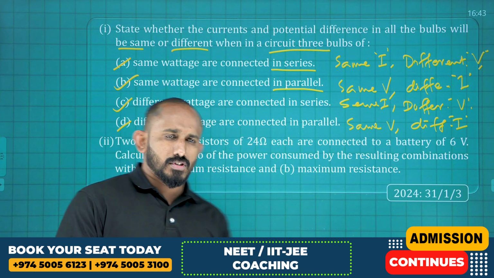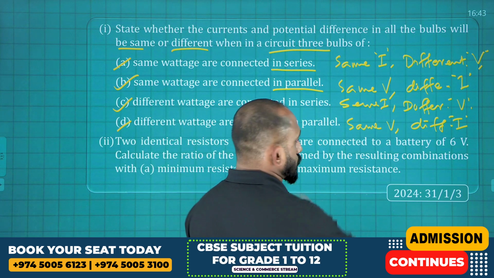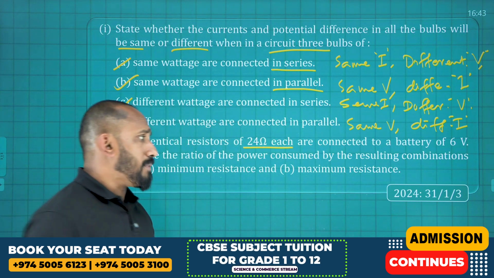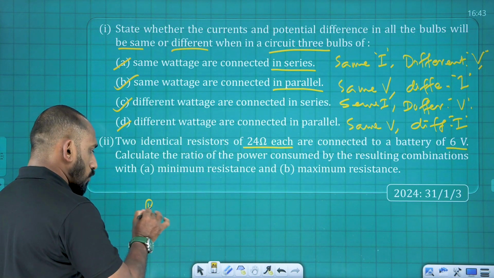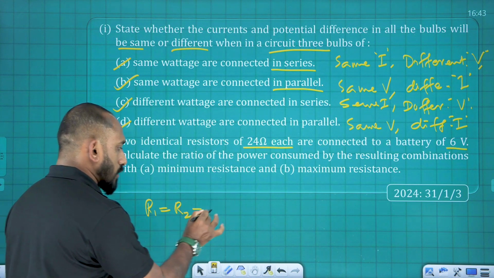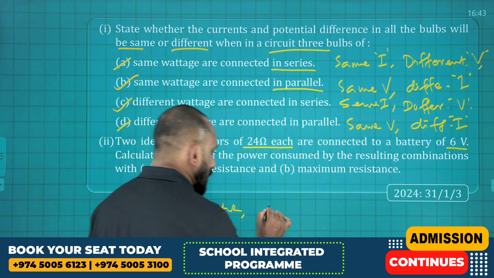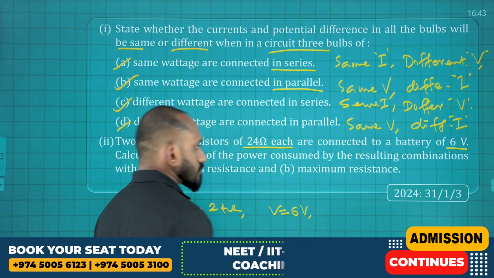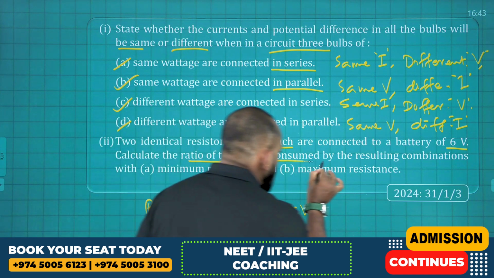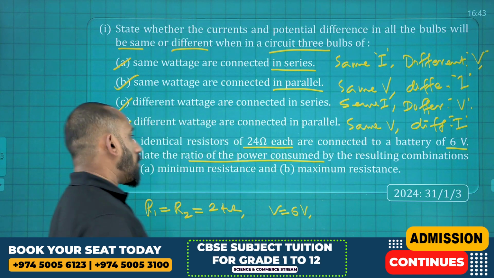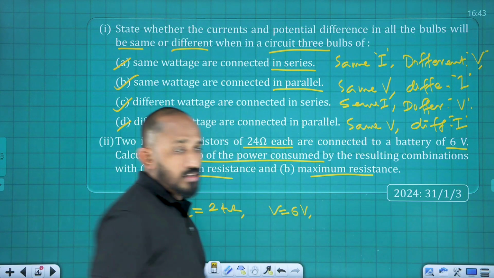You got it. See the part 2. Two identical resistors of 24 ohm each are connected to a battery of 6 volt. So we have two resistors here, R1 and R2, both are equal, how much? 24 ohm. And one battery is there of voltage 6 volt. Calculate the ratio of power consumed by the resulting combinations with minimum resistance and maximum resistance.